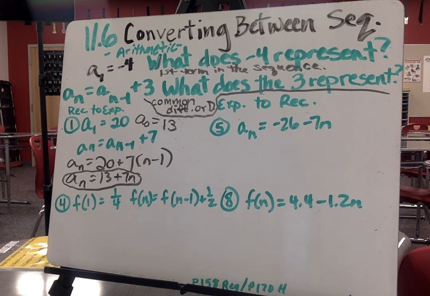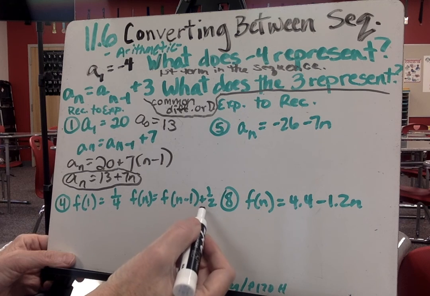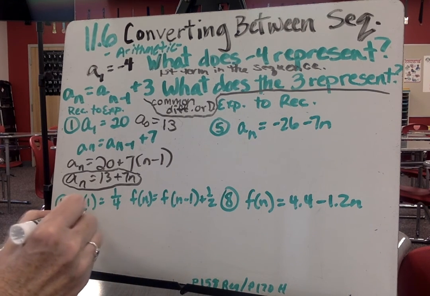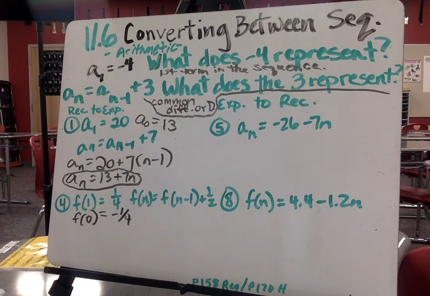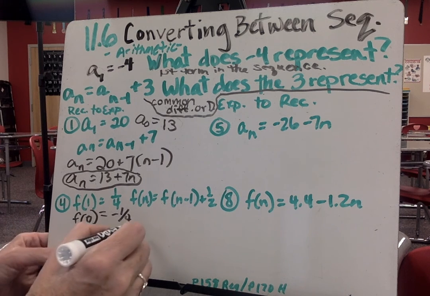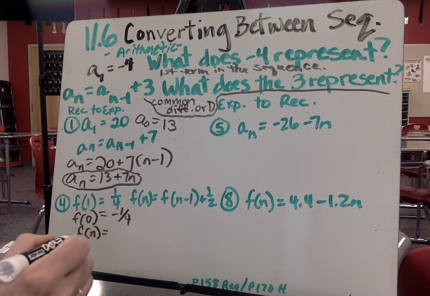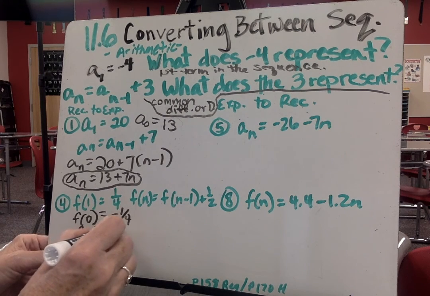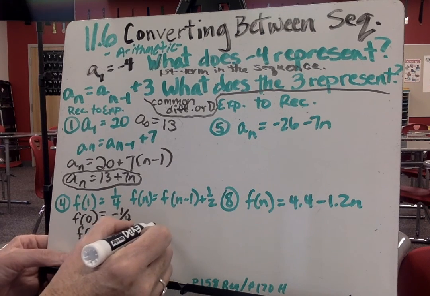Okay, now I'm going to jump to number 4 and do it in function notation here. Again, I'm converting from recursive to explicit formula. So we know f of 1 equals 1/4, f of n equals f of n minus 1 plus 1/2. So instead of adding a half, we can subtract a half to get f sub 0. So if we subtract a half, we get -1/4. Okay. So then when we write it out, we can say f of n equals -1/4 plus 1/2 n.